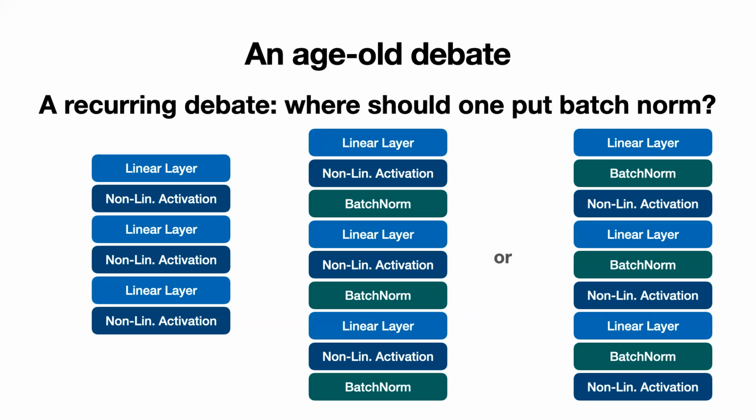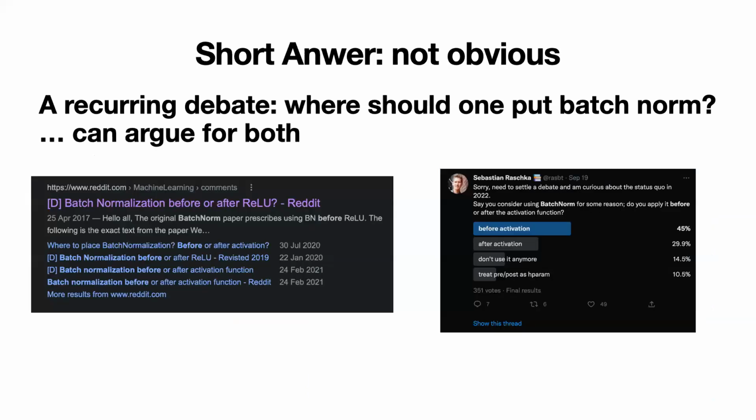And so you can basically argue for both of these things, and people are arguing back and forth. So if you're just Googling, okay, where should I put my batch normalization? You have the first thread, batch normalization before or after ReLU, then okay, where to place batch normalization before or after, and so on. And so people just discuss without end. And the basic fact is, okay, it just doesn't really matter, right?